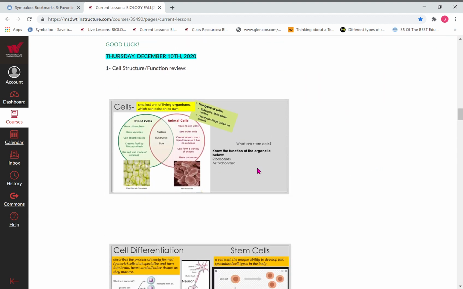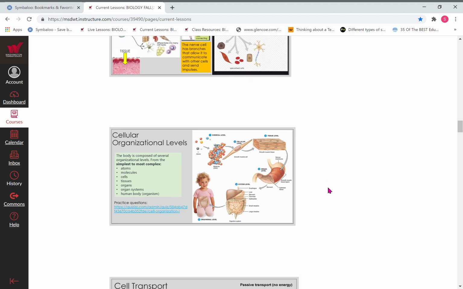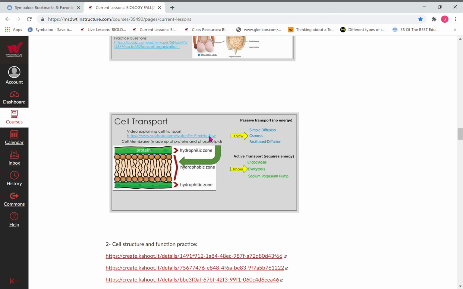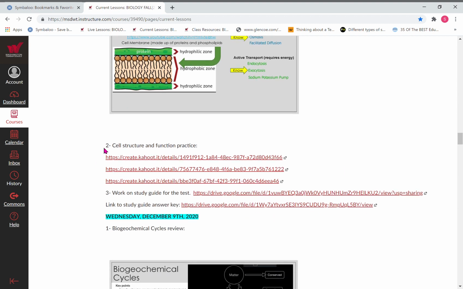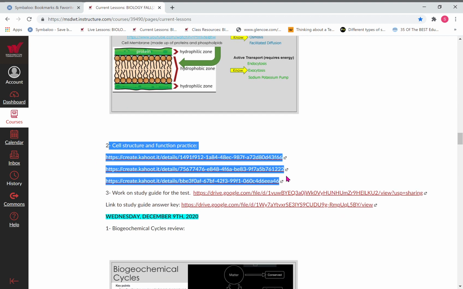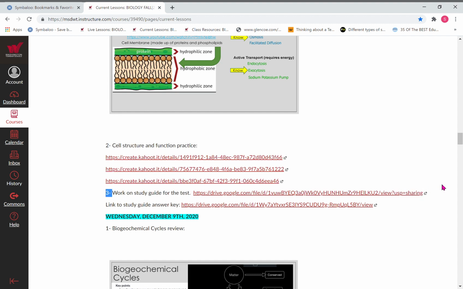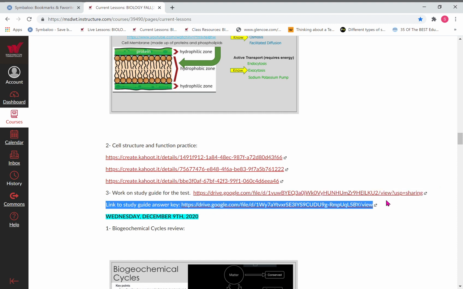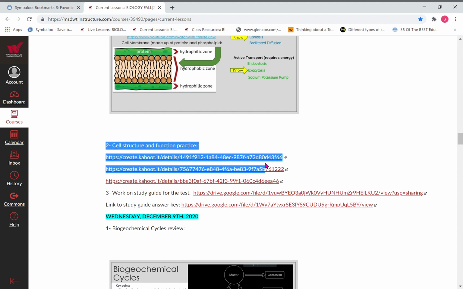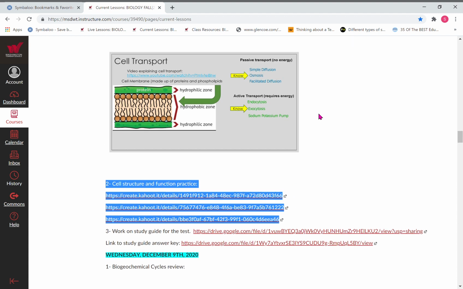All right, so here is Thursday. We're going to talk about cell structure function. We have a few slides, and then cell transport. We will have 3 practice activities on Kahoot together. And again, here is the study guide link, and here is the answer key. If you're not with us live, you will probably not be able to get into these because they are practiced together.